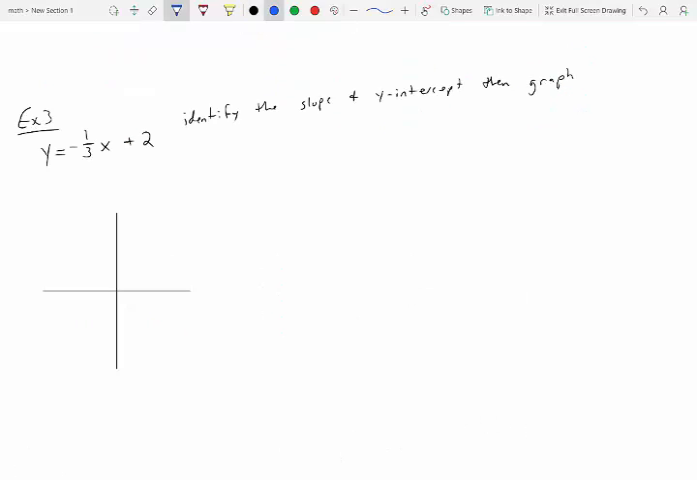Example 3. Identify the slope and the y-intercept and then graph. So if we remember, my form is y equals mx plus b. M equals my slope. B equals my y-intercept. So my slope is always the number next to x. So it looks like negative 1/3 is my slope, and my number by itself is my y-intercept, so positive 2.